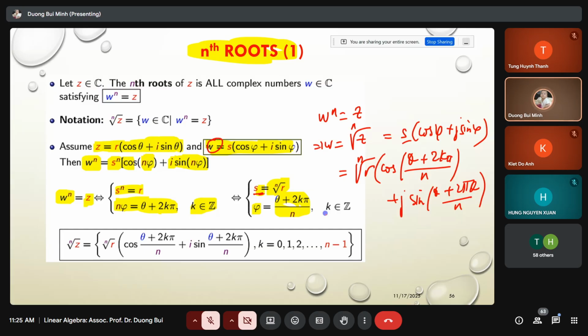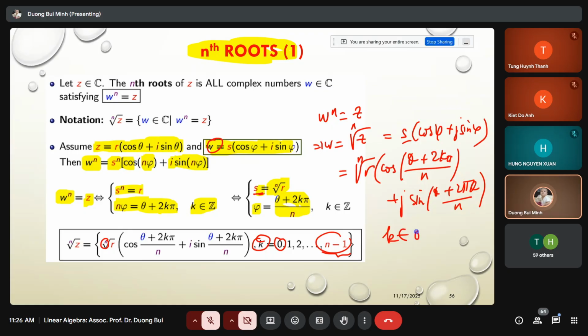Okay, so what is k? k is the integers from 0 to n minus 1. And n is what? n is the n in the n-th root, right? So if you get n, you can get n minus 1. So k is 0 up to n minus 1.